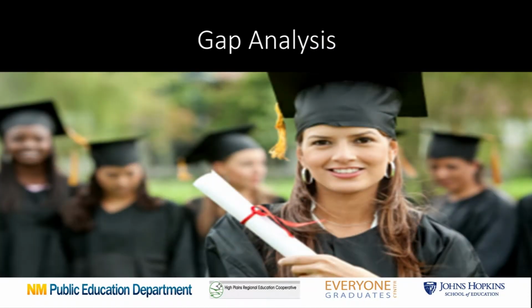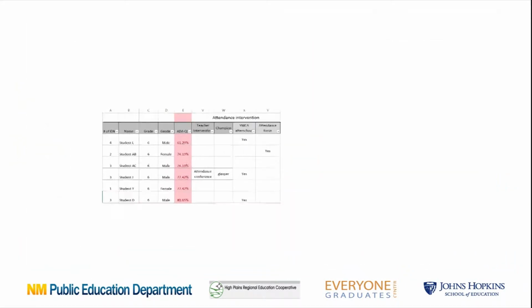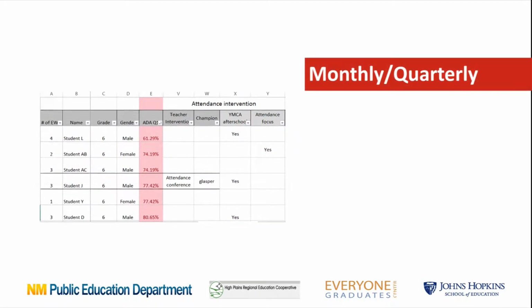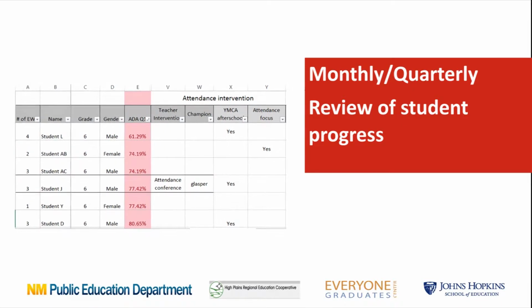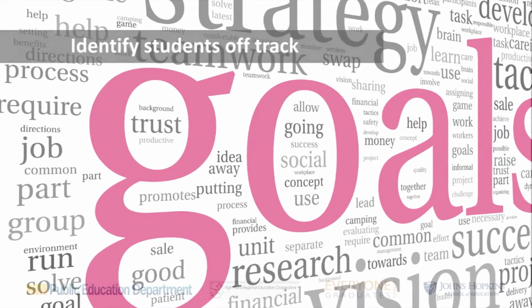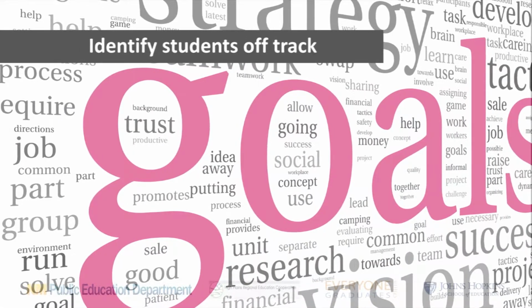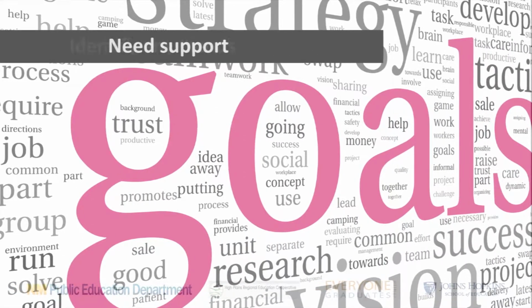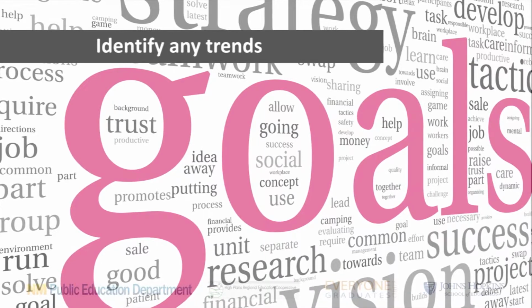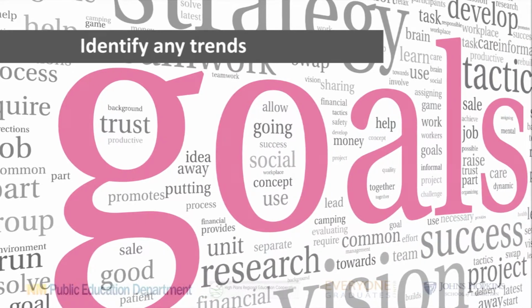The second step in the process is an intervention gap analysis to examine the information collected over the course of the school year. This is often done on a monthly or quarterly basis as part of a review of student progress. The goals are to identify if there are any students who are sliding or off track, need support, and are not currently receiving an intervention, and to identify any trends where additional interventions or supports may be needed.